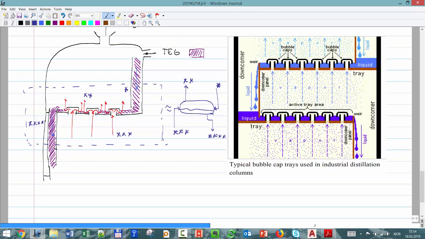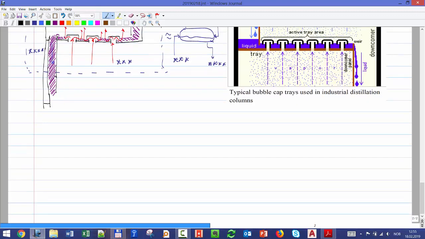The way you think is, if you want to model it and visualize it, it's very helpful to visualize it like a separator. Now, let's make a few things to model what's happening in this column. Let's make a mass balance on the complete column.